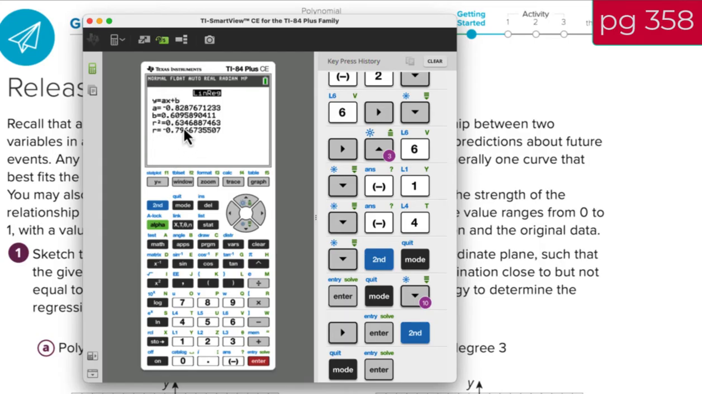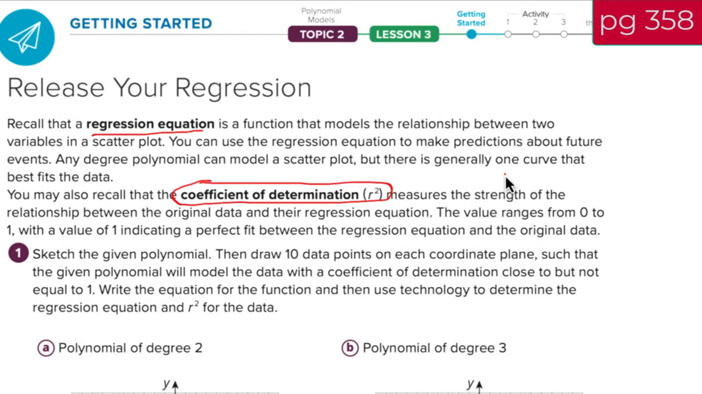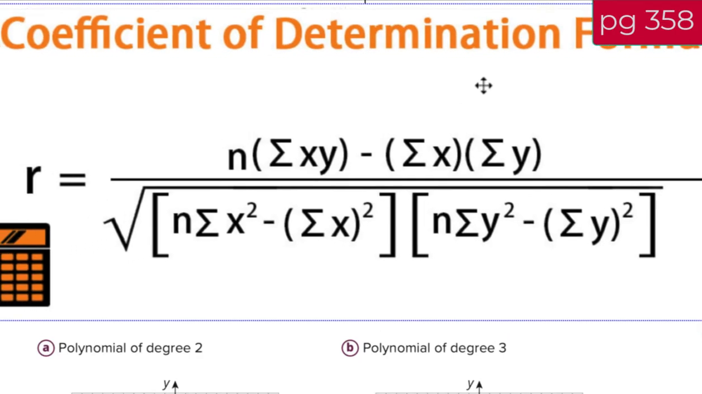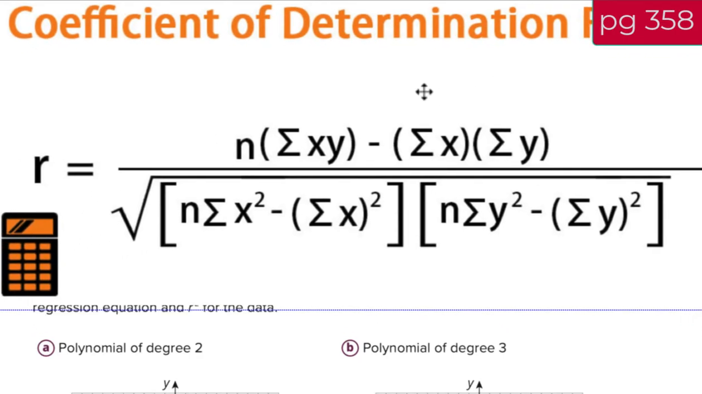And now we can look at these numbers right here. The coefficient of determination, this r squared, it can range from 0 to 1. And if it's 1, it means that all the points on your scatter plot are really close to your line. Let me give you an example. First, check out this formula, coefficient of determination formula. Look at this thing. This thing is ugly. This just finds r, and then you got to square it and you get r squared. But this is why we got to use our calculator for this.